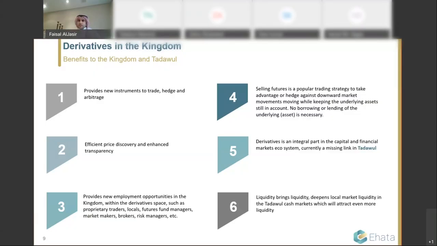Fifth, it is an integral part of the capital and financial markets ecosystem, and that is very much true. Most of the advanced cash markets have equally advanced derivative markets that go with them. And liquidity brings liquidity and deepens the local market. That is also true, because derivative markets have been a contributing factor to liquidity, as there are traders who trade between both cash markets and derivative markets, and it offers more engagement with the cash markets.